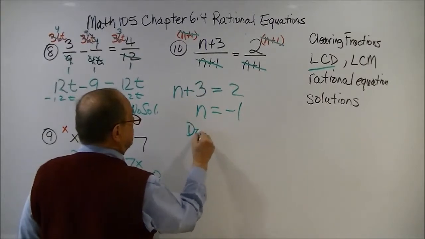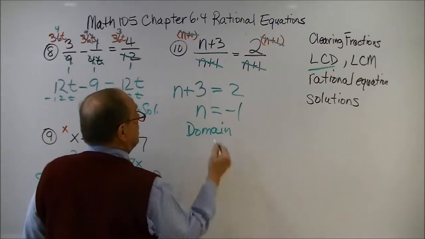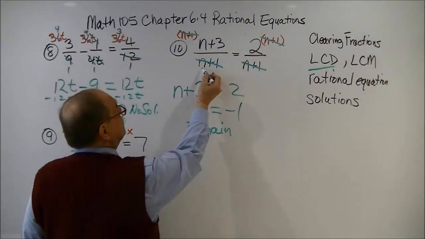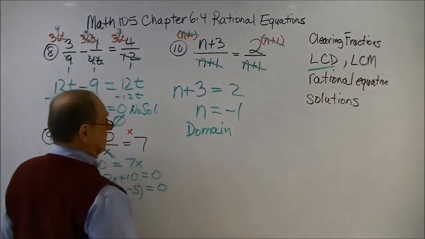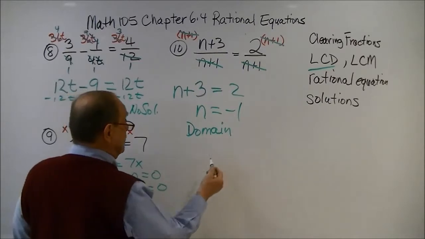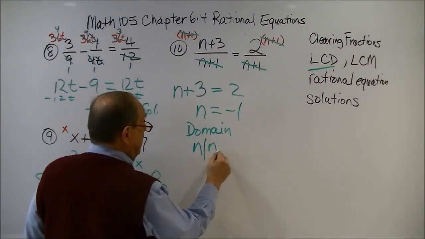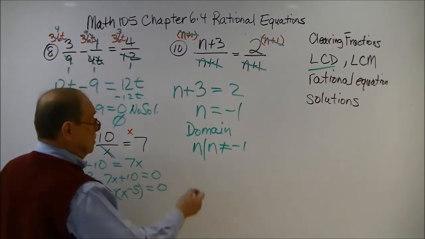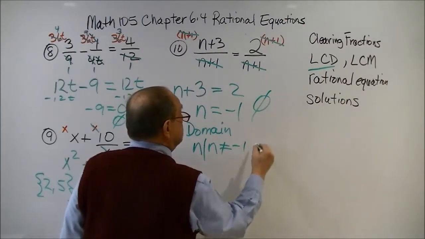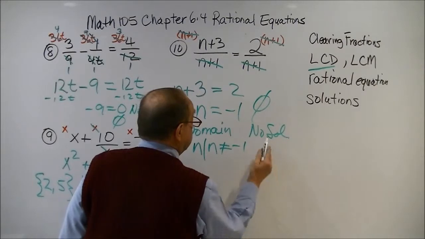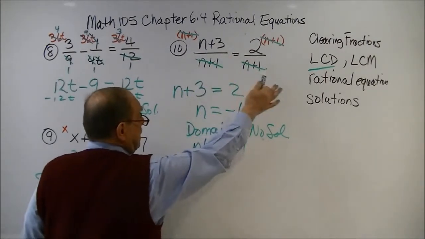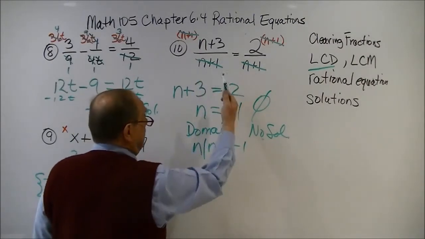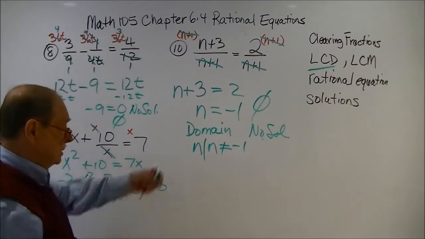Ooh, here we're talking about domain. What's the domain of this n term? Can it be a negative 1? No, if a negative 1 is there, it's going to make this undefined. So our domain of this would be, n could be any real number, but n cannot be equal to negative 1. And that's what it's equal to. So, for number 10, the answer is an empty set or no solution. And why is that? Because when we solved it using our technique of clearing the fractions and getting an answer, taking this answer, checking it, it would make the example undefined. So there's no solution.